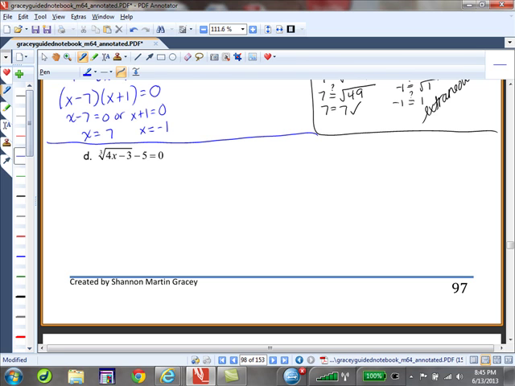So this one, what do we do first? Good, isolate that radical. So the cube root of 4x minus 3 equals 5 when I add 5 to both sides.